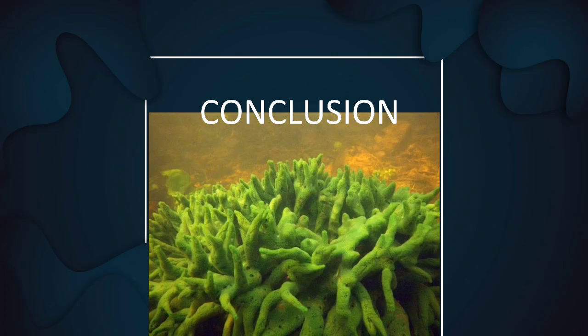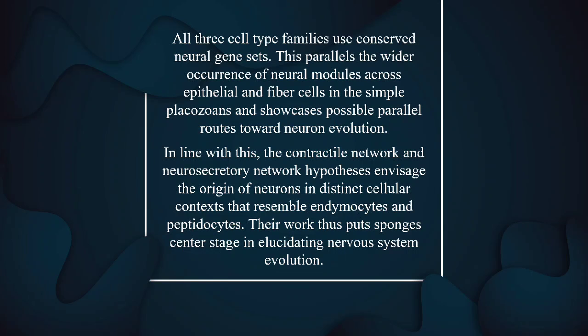Now, for the conclusion of this research. The investigation has just revealed how the different types of cells of these animals communicate with each other to make digestion, for example, ordered by neural signals. This communication between sponge cells may be similar to that of the primitive invertebrates in which the first nervous system evolved. All three cell type families use conserved neural gene sets. This parallels the wider occurrence of neural modules across epithelial and fiber cells in the simple placozoans and showcases possible parallel routes toward neuron evolution.